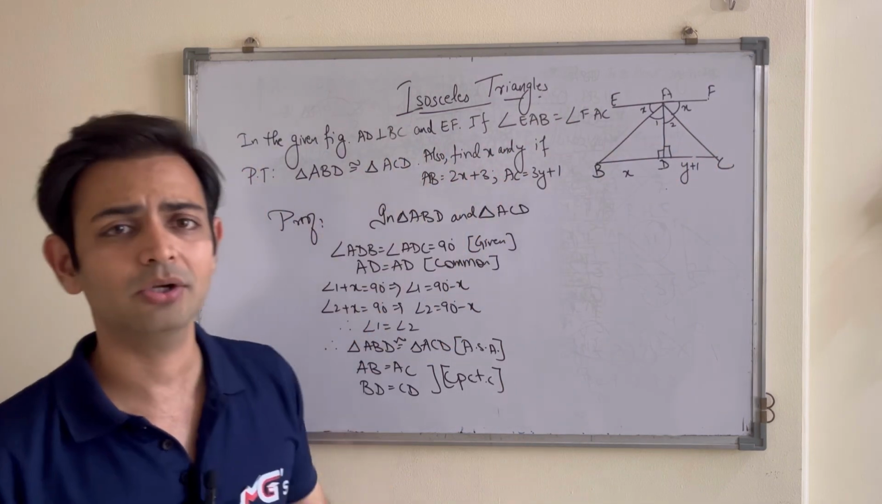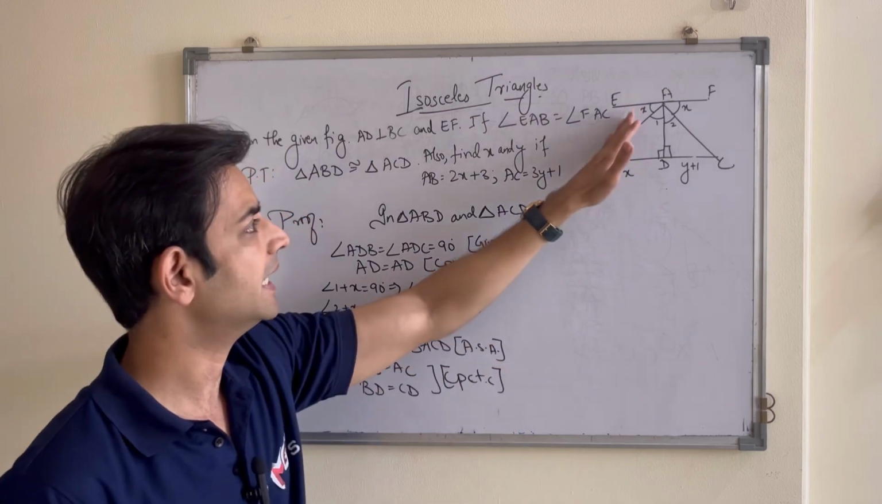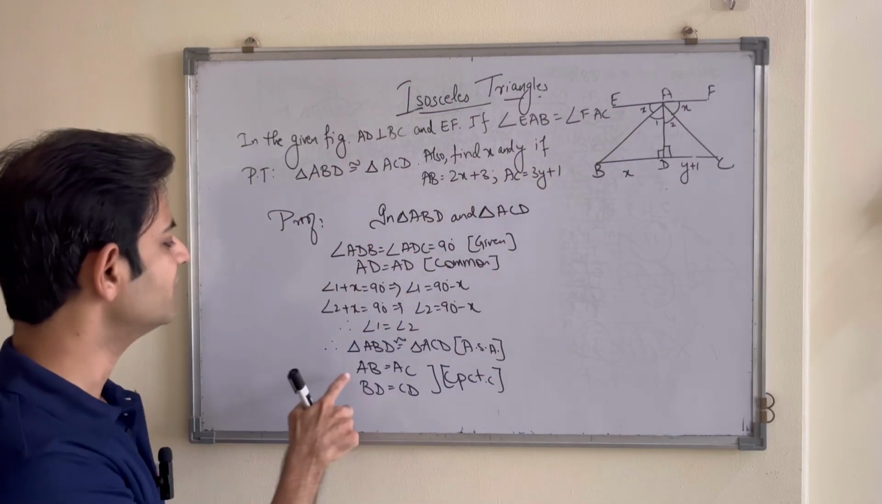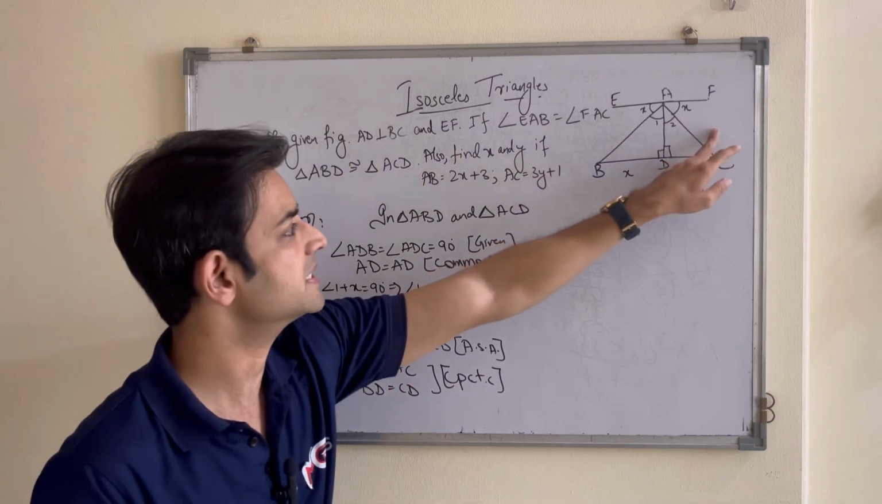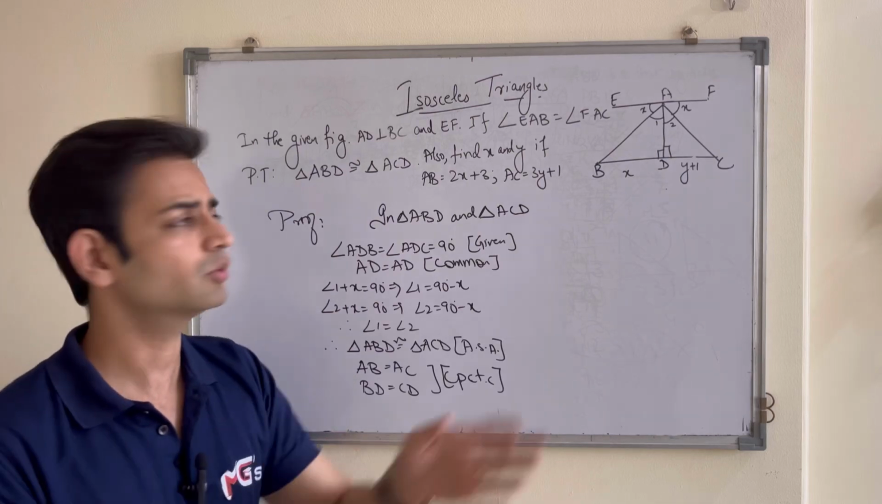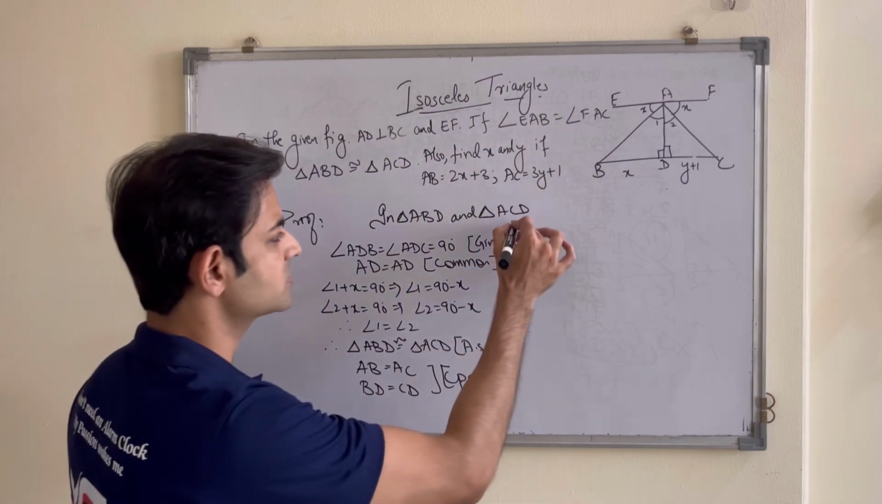Now to find the value of x and y, we need some relation between AB, AC, BD and CD. So with the help of CPCT, we inferred that AB is equal to AC, BD is equal to CD. Now we will use that to find the value of x and y. So let's go for that.